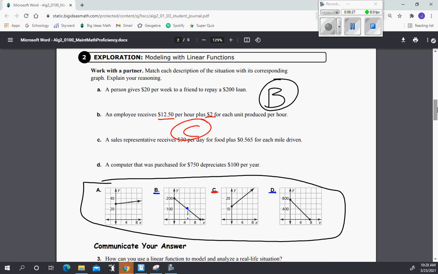A sales representative receives $30 of pay. Well, which graph starts at $30? That'd be A. And which graph is left? D. So BC, AD.